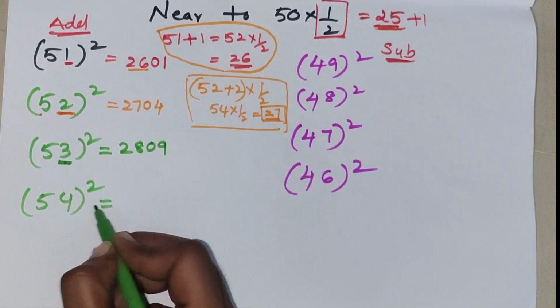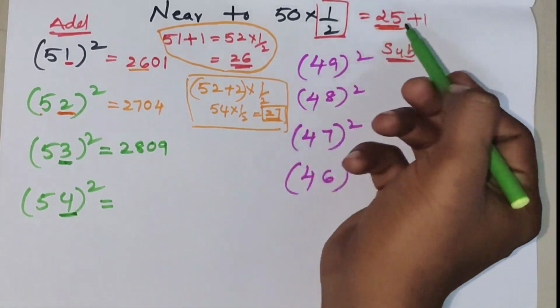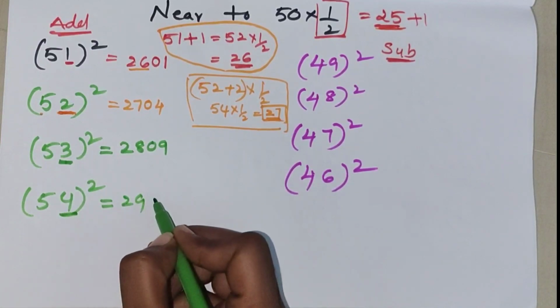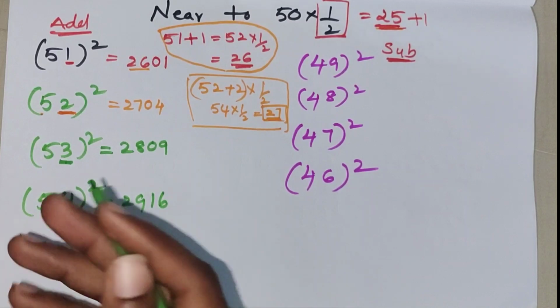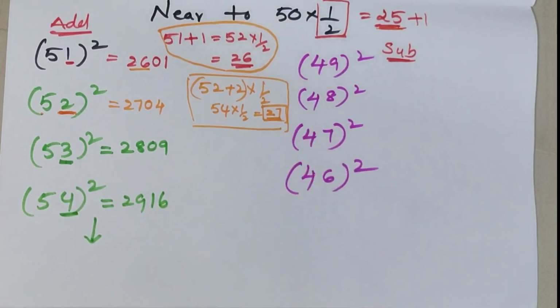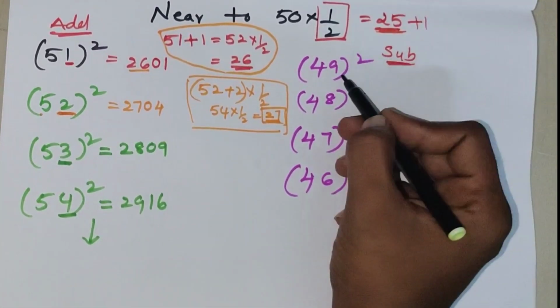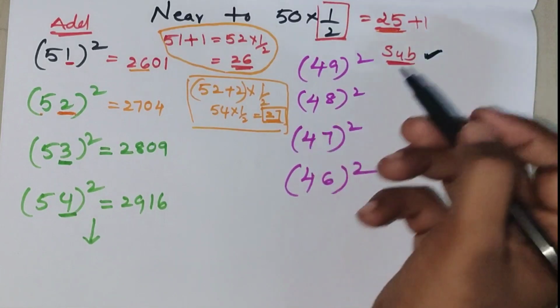Next number, 54. It is 4 more than 50. That's why I am adding 4 to this one. Then we will get 29. 4 square is 16. Okay. In such a way, we can find 55 and other numbers also. As we discussed, if it is less than 50, we should go for subtraction. If you go for subtraction, it is very simple.